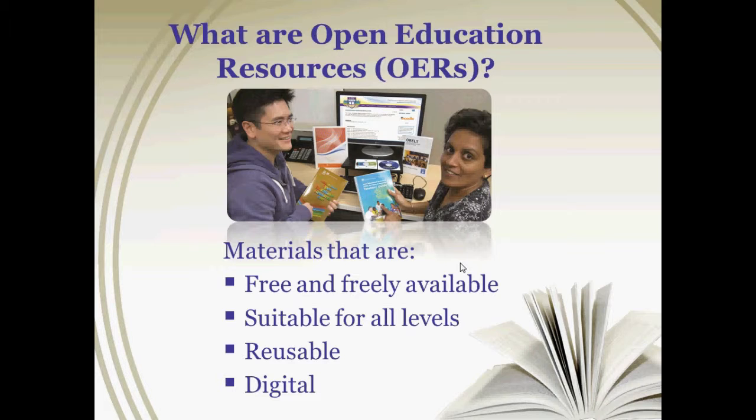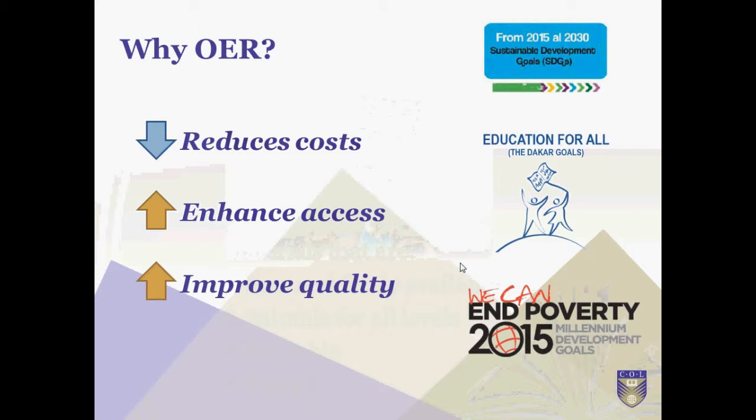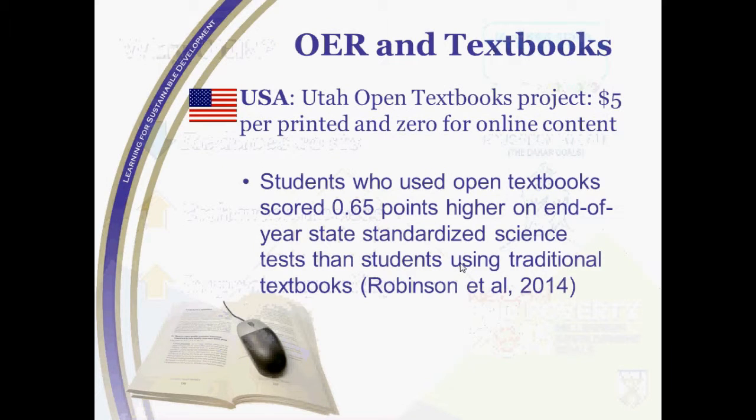So what are the benefits of OER? Evidence from various institutions suggests that OER can cut costs, increase access, and improve the quality of education, and I'll give you one or two examples. In the US, under the Utah Open Textbooks Project, an OER-based textbook can cost $5, and if it is accessed online, it can be entirely free.